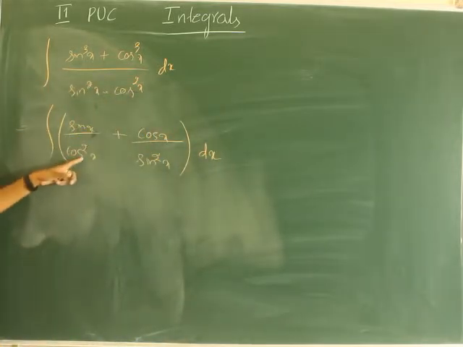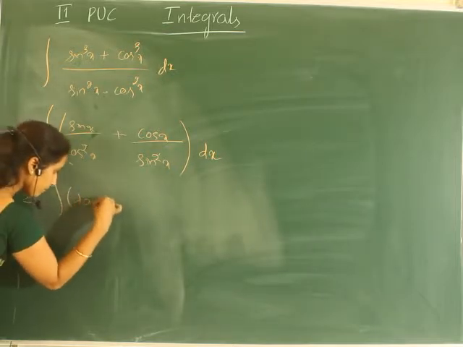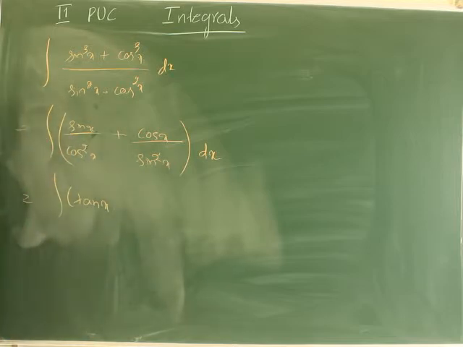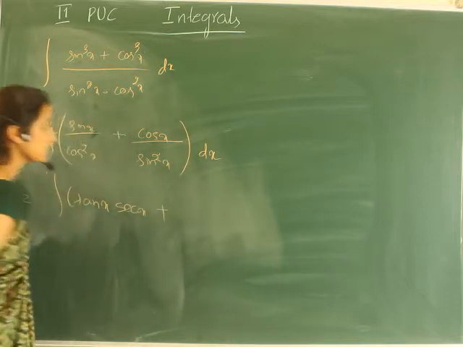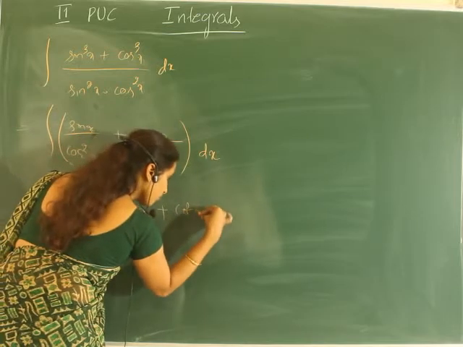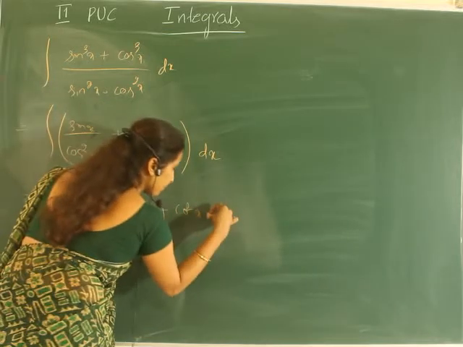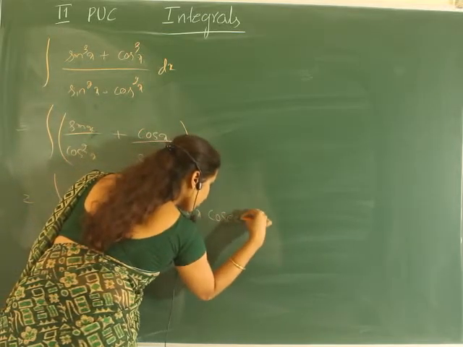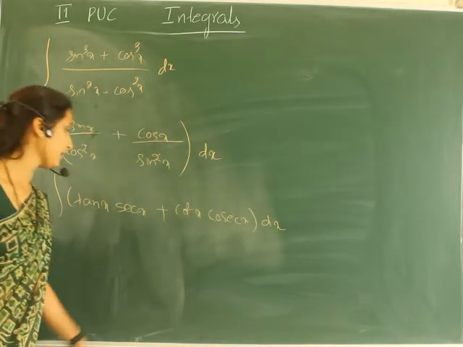Now I can write one cos along with the sin and one more 1 by cos. So sin by cos will be tan, into 1 by cos will be secant, plus cos by sin will be cot, into 1 by sin will be cosec x dx.